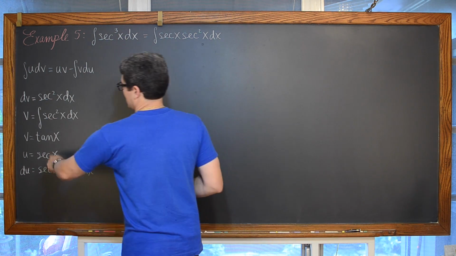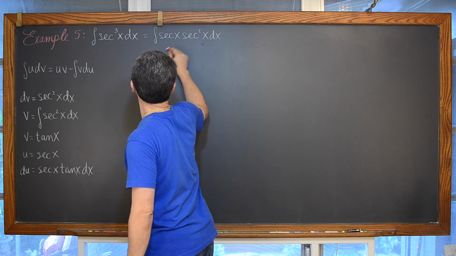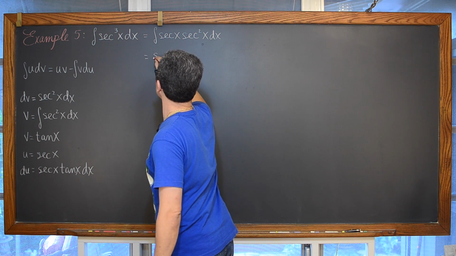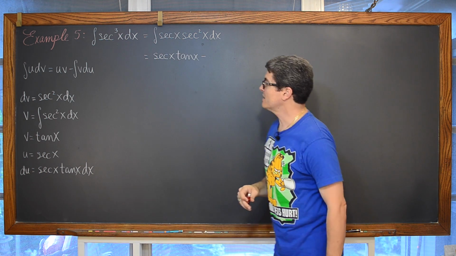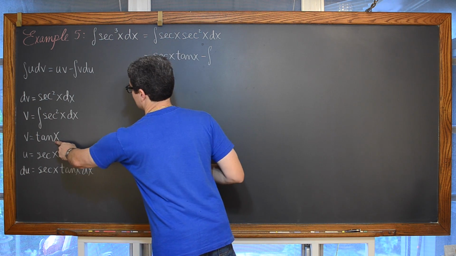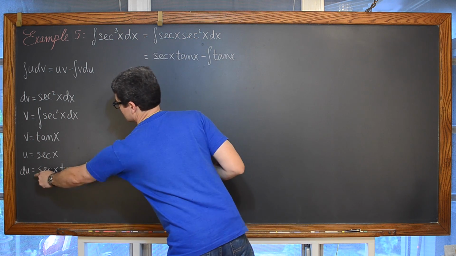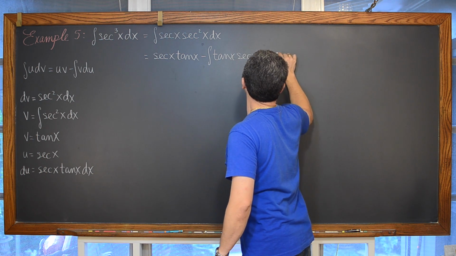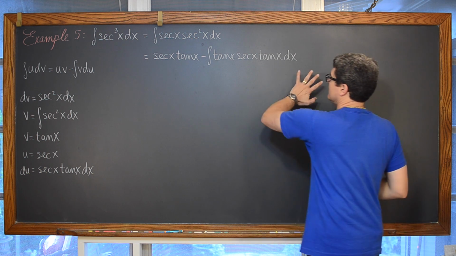So we have u and v, so we have secant of x tangent of x. I guess I'll write that over here. Minus the indefinite integral of v, which here is tangent of x, du, and our du is secant of x tangent of x dx. Okay, now, fantastic.